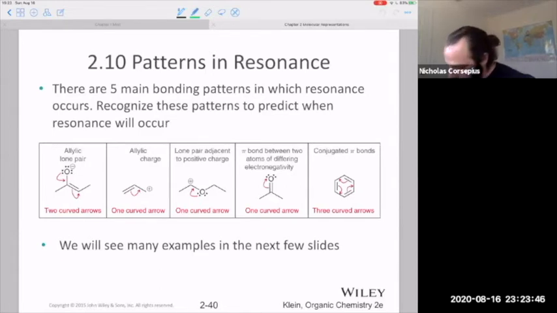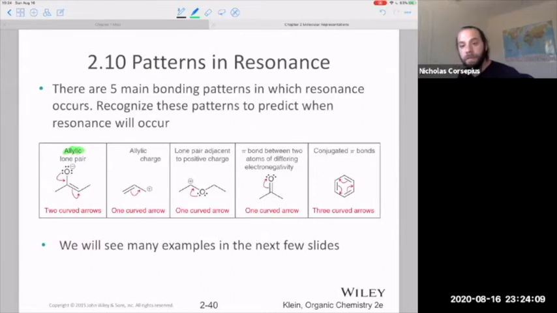You're going to see this word allylic a lot, so that's going to be one of the things that we're going to define in this lecture. And so these are these types of categories here. So if you have a lone pair located in an allylic position, and again, we'll go over what that is in a second, that will have resonance, or if there's a charge in the allylic position.